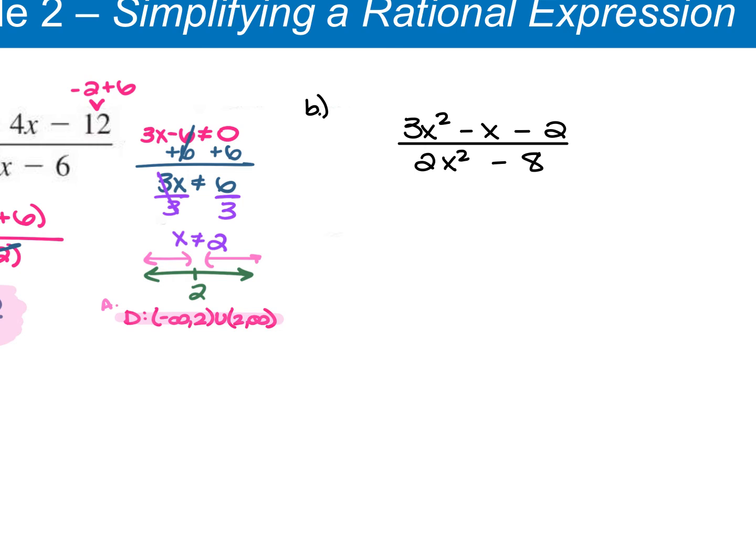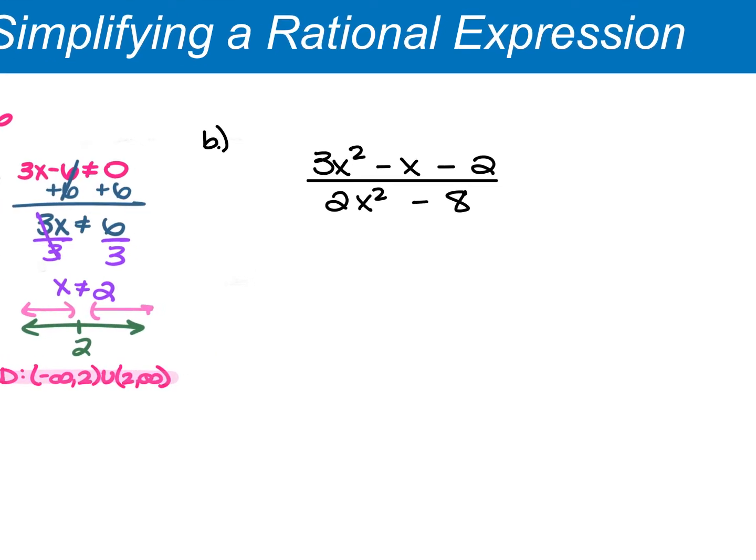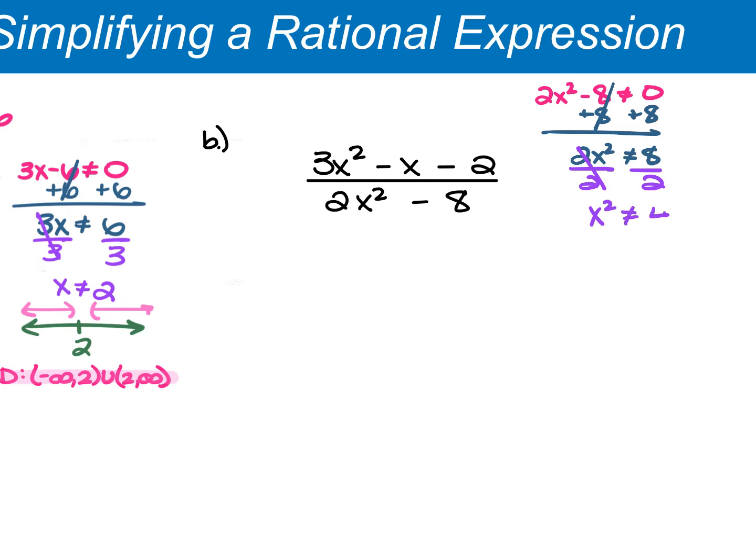We're going to take the 2x squared minus 8 and set it not equal to 0. For the 8, we add it to both sides. That gives us 2x squared is not equal to 8. From here, divide each side by the 2. Get the x squared by itself. That's x squared cannot equal 4. In order to get x, instead of x squared, what do we do on both sides of this equation?